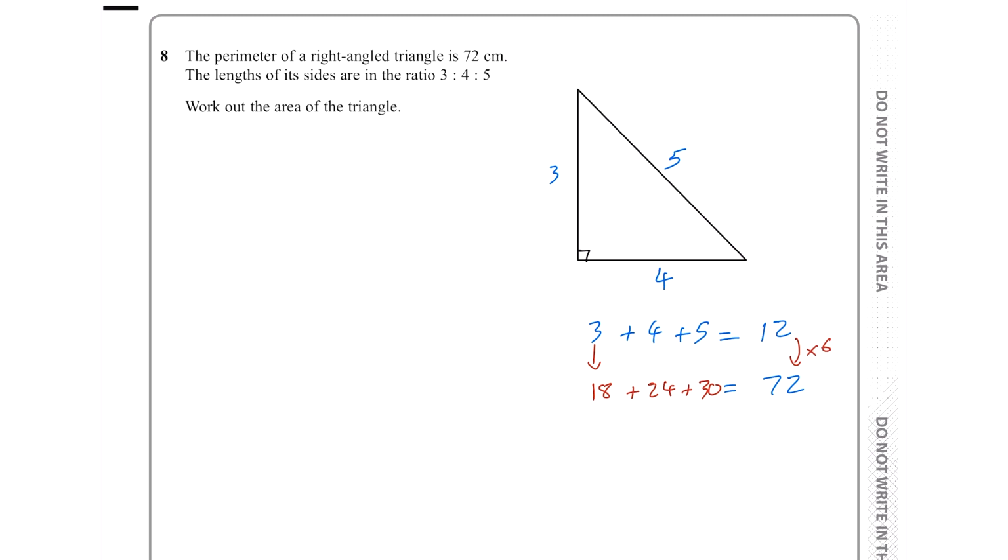So it's saying work out the area of the triangle. So the area of a triangle is base times height divided by 2. So in this case, we can do 3 times 4. Well, we're not going to use 3 and 4, but we're going to use the actual values. So the 3 becomes 18, the 4 becomes 24, and divide that by 2. And you can do 18 times 24. Again, you can use the long multiplication method here and divide it by 2, and you'll end up with 216 centimeters squared.